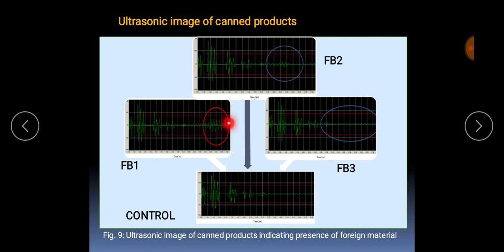So this part reading is due to foreign body 1, foreign body 2, foreign body 3, and when the reading appears like this, the system will recognize it correctly, because we have already given a library to the system about the control. The system can recognize the difference between control and the cans having foreign bodies. So what will happen, the system will order to remove these cans which have some foreign body.